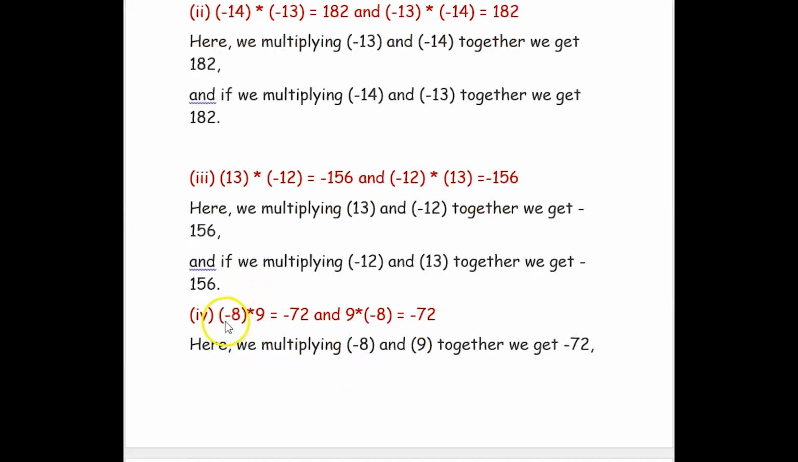So next number is negative 8 into 9. Here also we have one positive integer and one negative integer. So multiply the integers, 8 into 9 is 72, and put the negative sign in the front. Now if you reverse, that is 9 into negative 8, same, one positive integer and one negative integer. Multiply the integers, 9 into 8 is 72, and put the negative sign in the front. So it is negative 72. Here also we have proved A into B equal to B into A.